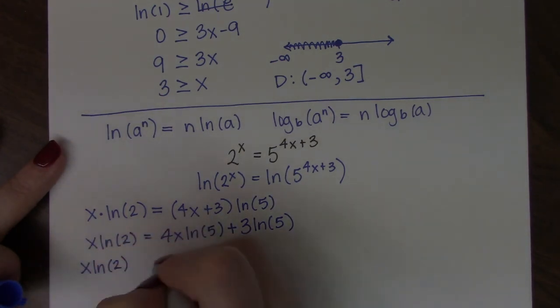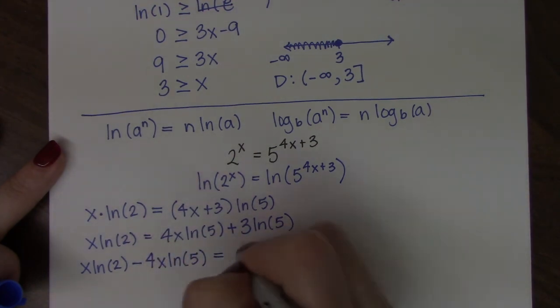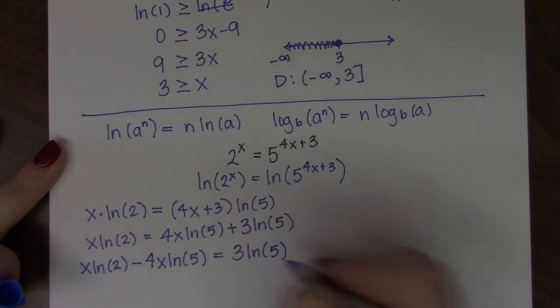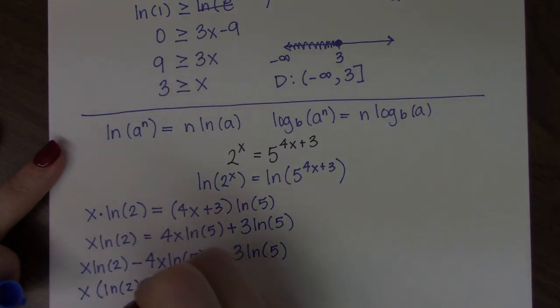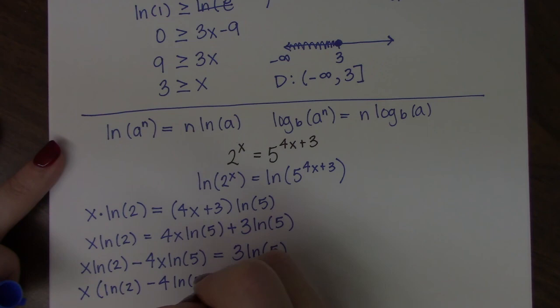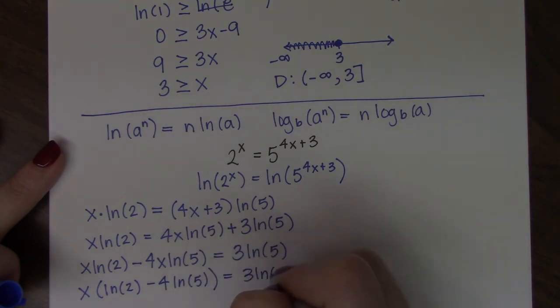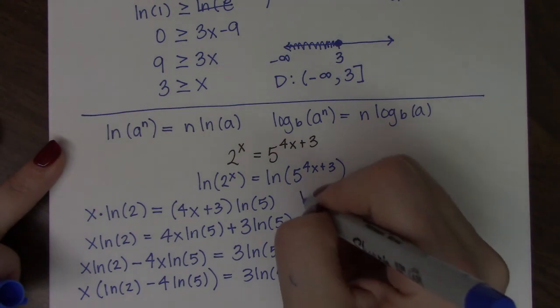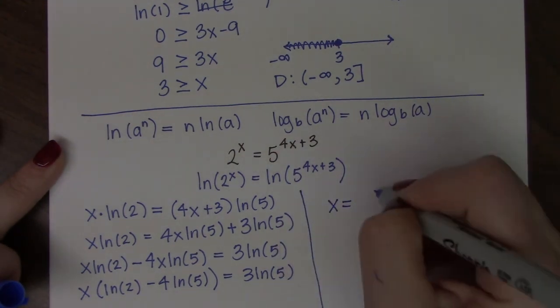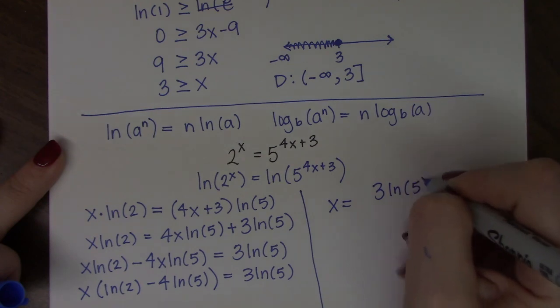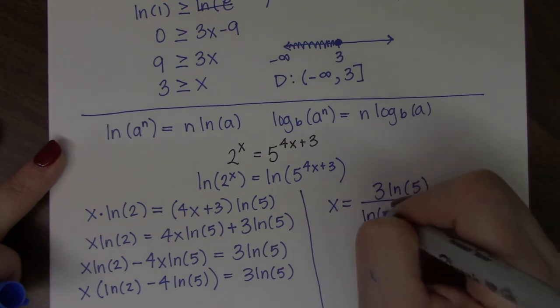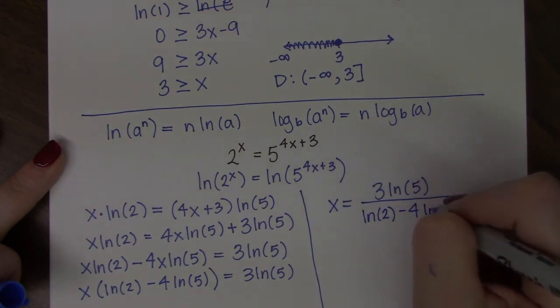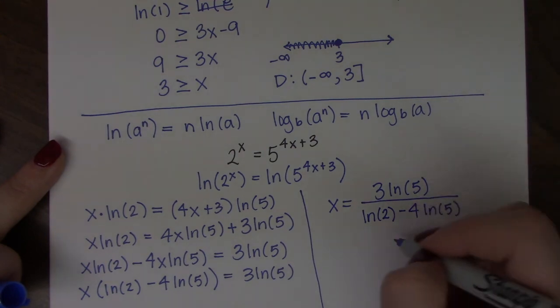So x natural log of 2 minus 4x natural log of 5 will equal 3 natural log of 5. I can factor the x out on the left. And then to get x by itself, I'm simply going to divide the right side of the equation by all of this stuff in the parentheses. So this is the exact answer.